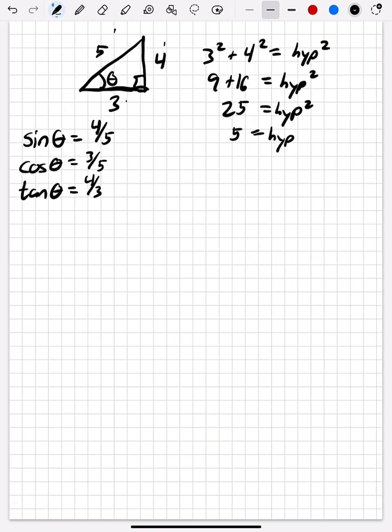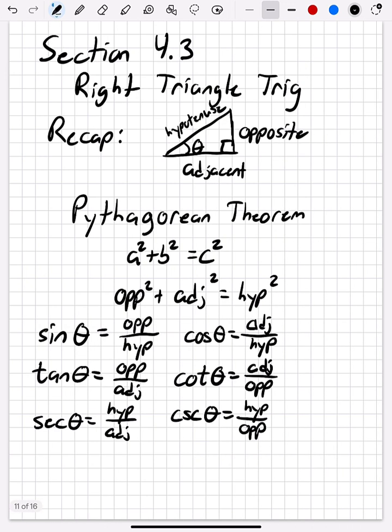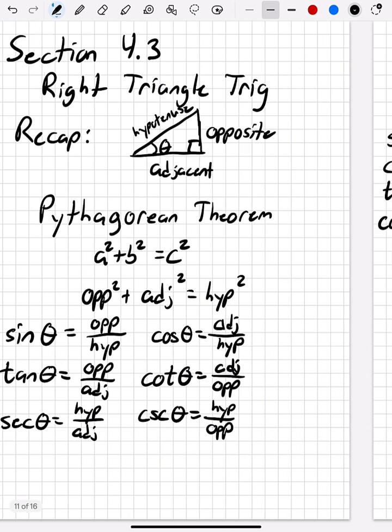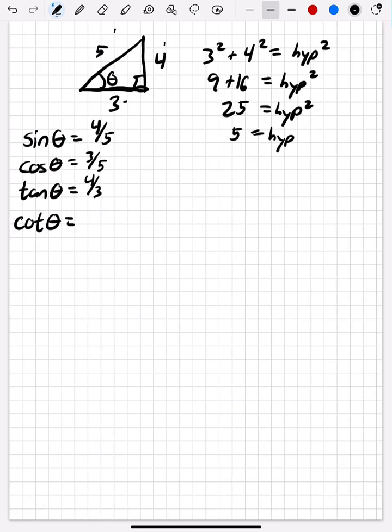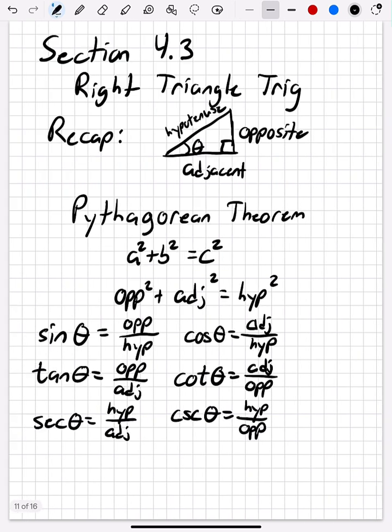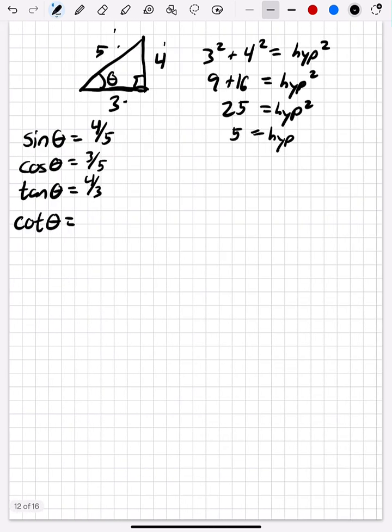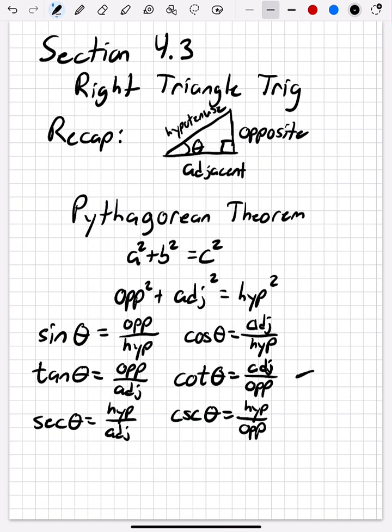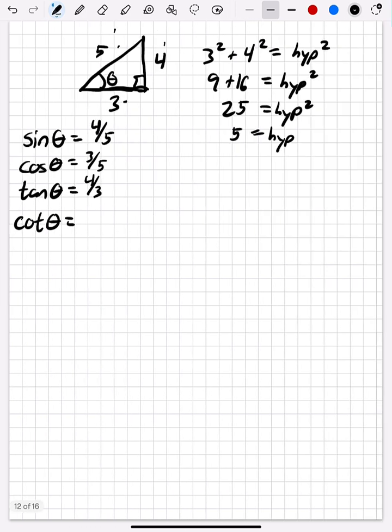Okay. My cotangent, again, is adjacent over hypotenuse. So my adjacent side is 3, my hypotenuse is 5. Excuse me, not my hypotenuse. Adjacent over my opposite. My apologies. Adjacent over opposite. Adjacent is 3, opposite is 4, because it's the reciprocal of tangent.